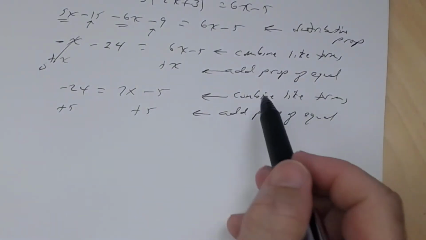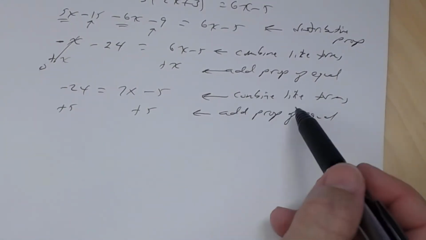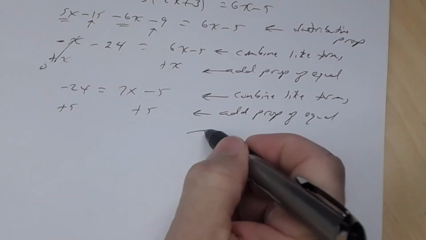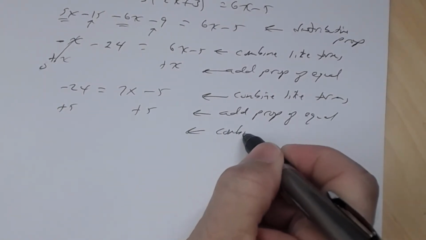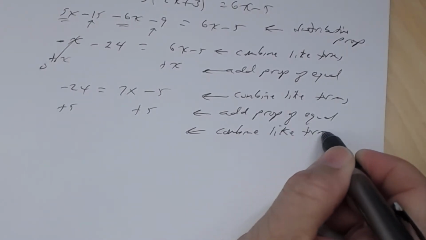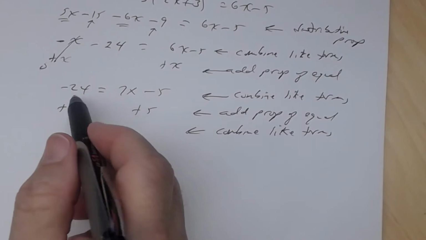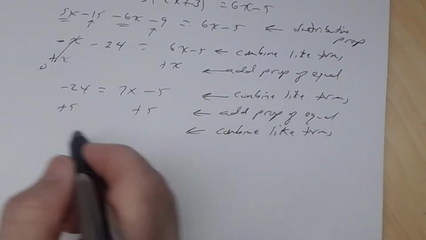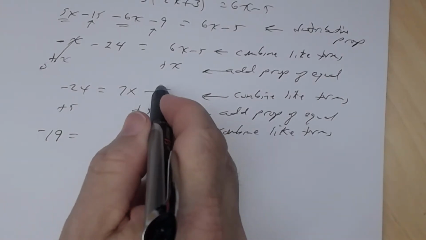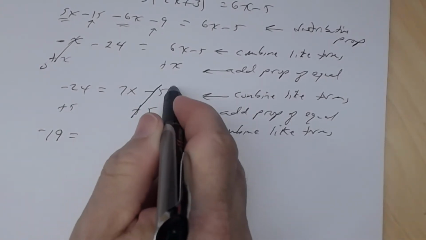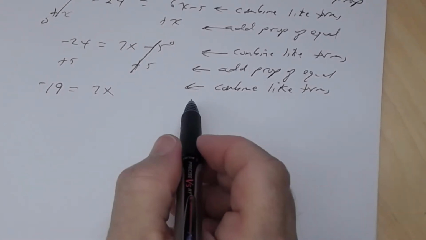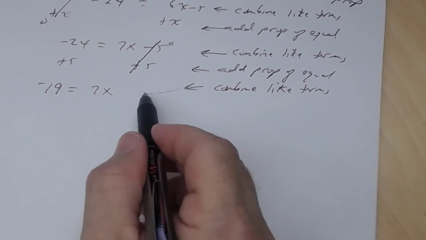All right, so notice I'm using addition property of equality, combine like terms. I'm doing it again, and then combine like terms again. Okay, now once I combine like terms, a negative 24 and a positive 5 is a negative 19, equal negative 5 and a positive 5 is 0. I'm left with 7x. All right, so I combine like terms, so that's how I get to this point.